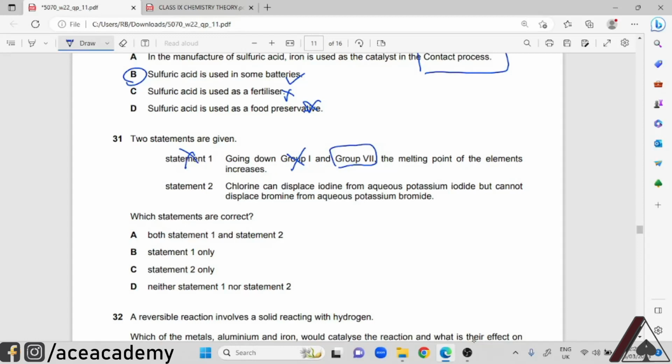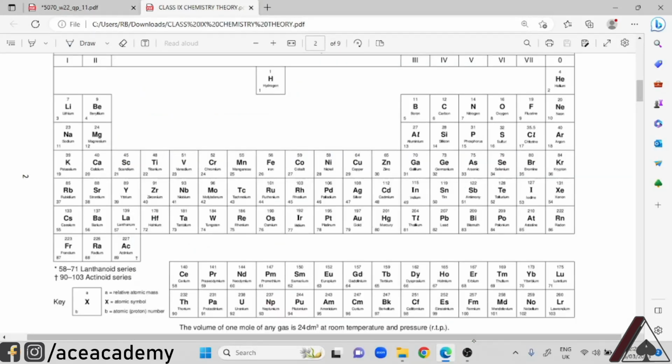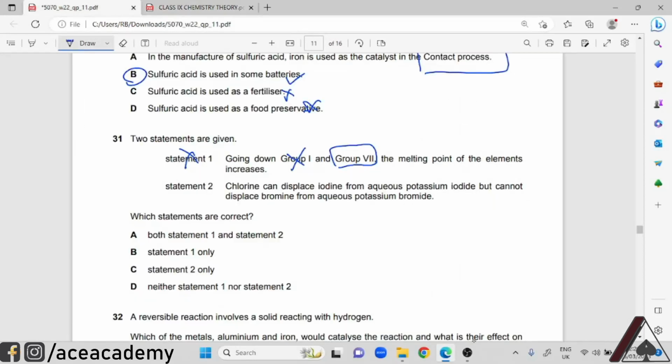And statement 2 says chlorine can displace iodine from aqueous potassium iodide but cannot displace bromine from aqueous potassium bromide. But we can see that chlorine is more reactive than both bromine and iodine. As a result, it will displace both bromine and iodine. So statement 2 is also not correct. As a result, none of these are correct, and option D is the answer.